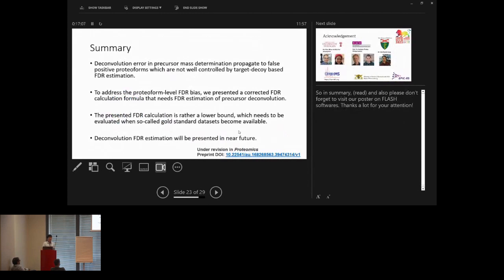So to summarize, convolutionary precursor mass determination propagates to false positive proteoforms, and they are not well controlled by the target-decoy method, at least at the proteoform level. To address the proteoform-level FDR bias, we presented a corrected FDR calculation formula, but we still don't have a method to calculate deconvolution error, deconvolution FDR estimation. This is under construction, I would say, and it will be presented in the near future.